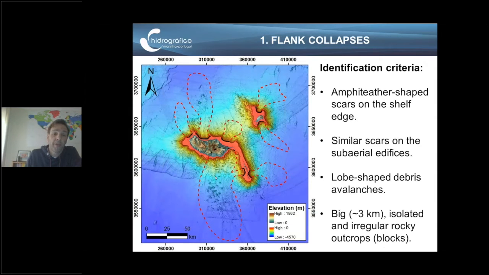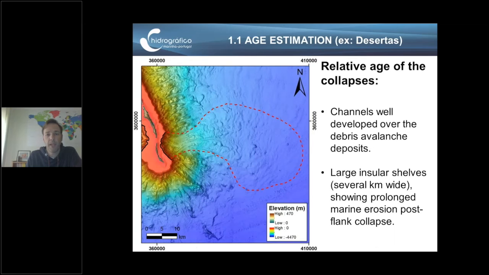They also have very well-developed lobe-shaped debris avalanches, as you can see here, or this one. And some of those debris avalanches have really big isolated and irregular rocky outcrops, which are blocks derived from these flank collapses. And the biggest ones are around 3 by 3 kilometers in size. So these are really big blocks derived from these collapses.